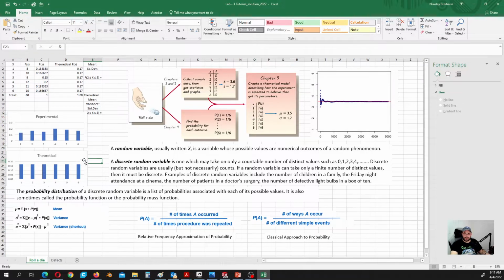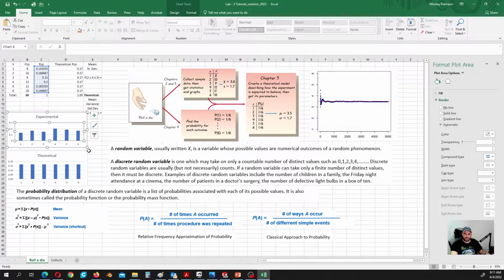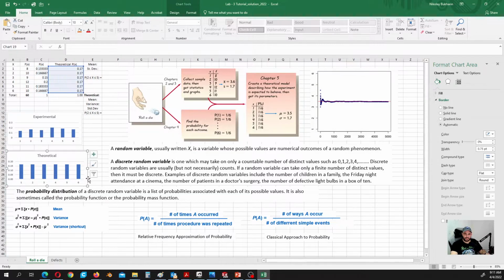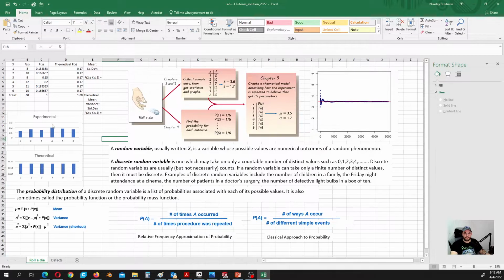Okay, so that's what we have. Yeah, let's maybe make it a little bit smaller. As you can see, the experimental is not that uniform. Why? Because we are rolling it just 60 times. If we continue rolling it, 1,000, 2,000, a million, a billion times, then our experimental values will approach theoretical values in terms of the probabilities and other parameters.